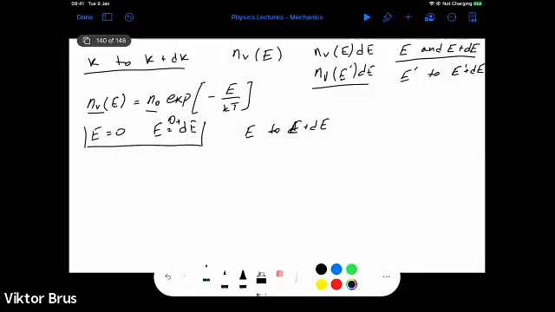But for all other energies, we can use this number density function and this equation, which is given as the Boltzmann distribution, and that will help us to calculate the concentration, the number of molecules per unit volume, which possess energy from E to E plus dE, and we can select any energy.